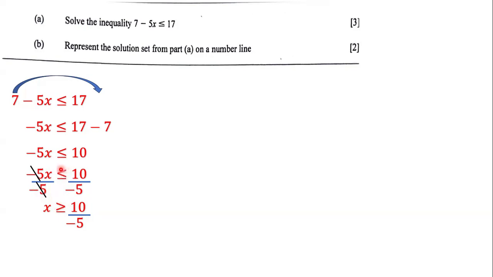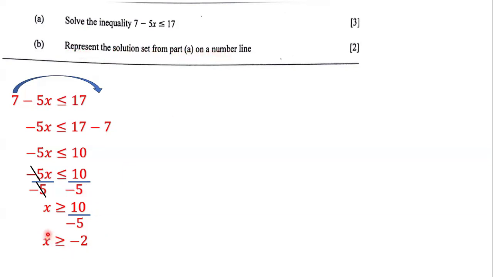And so instead of it being less than or equal to, it is greater than or equal to. And so we say 10 divided by negative 5 is negative 2. So we have that x is greater than or equal to negative 2. And that's our answer. Now the next part says that they want us to represent the solution set from part A on a number line.